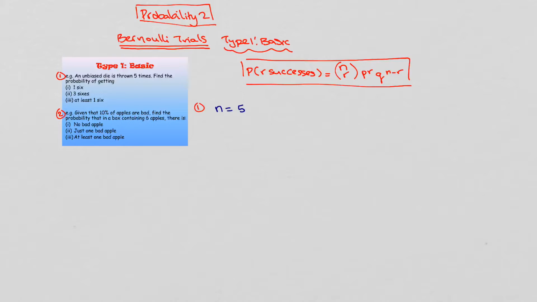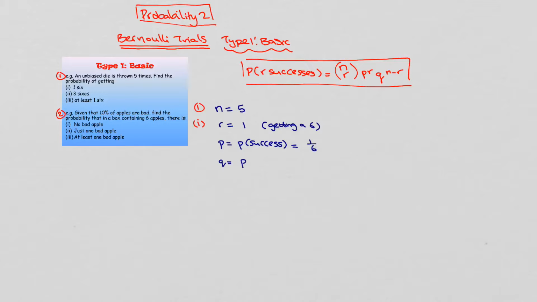We're told then in part 1 that we want to find the probability of getting one 6. So the number of successes, r, is going to be 1, and getting a 6 is considered our success. And then p is our probability of success. So the probability of getting a 6 is 1 in 6.